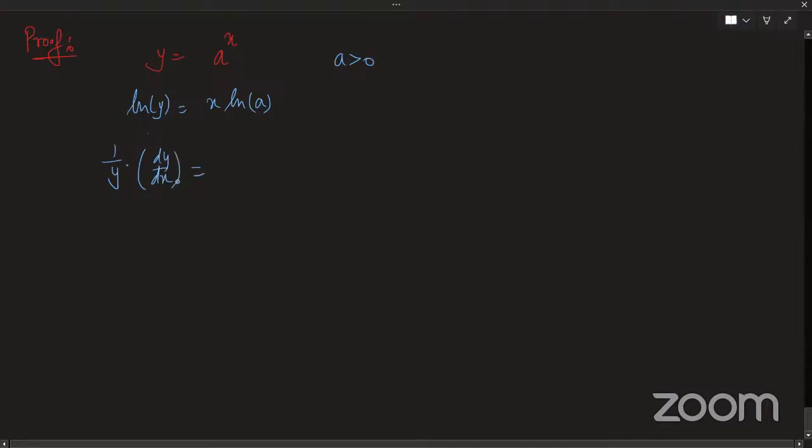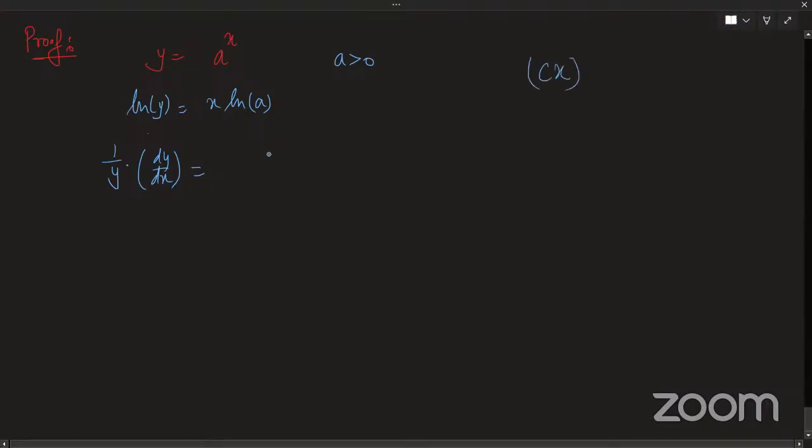What about my right hand side? Can anyone tell me what will be the derivative of my right hand side? I'm telling you that ln of a is a constant. So what will be the derivative of x into ln of a? This thing is a constant. Just treat it like a constant. A is a constant, so ln of a is also constant. So x into some constant. So you get cx.